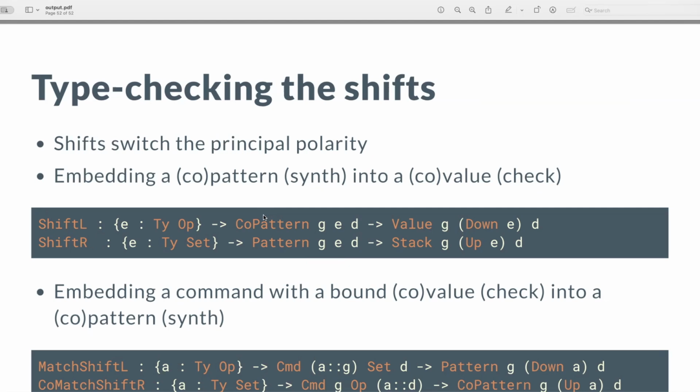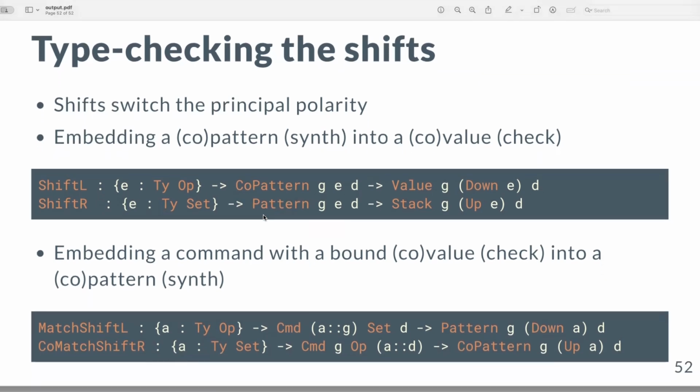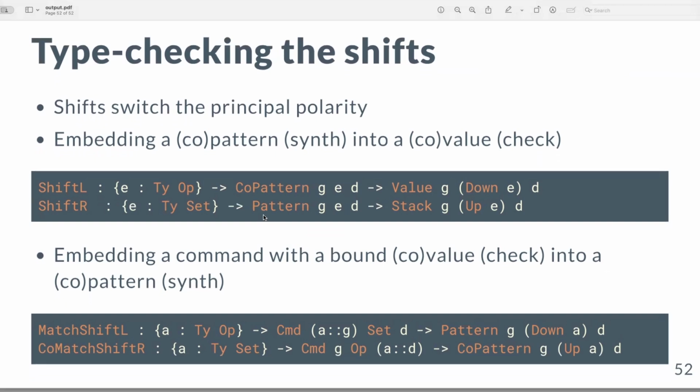And connecting this to bidirectional type checking, a co-pattern is synthesizable, a value is checkable. A pattern is synthesizable, a stack is checkable. This is the embedding of a synthesizable thing into a checkable thing. And that's not too hard, that's straightforward, the same as in the empty calculus. But the difficult direction is this one. We embed a command with a binder, so the pattern matches for shifts and co-pattern matches.